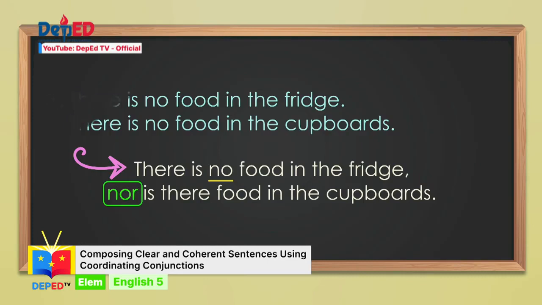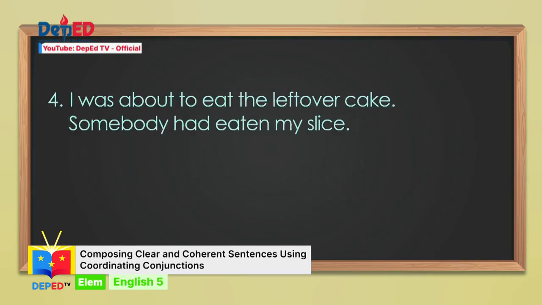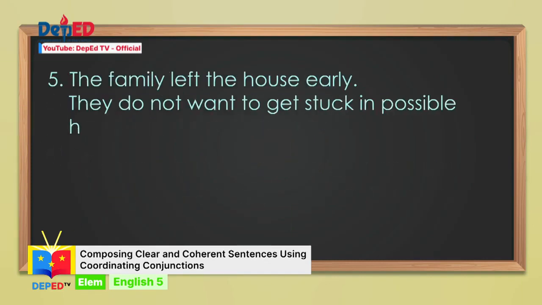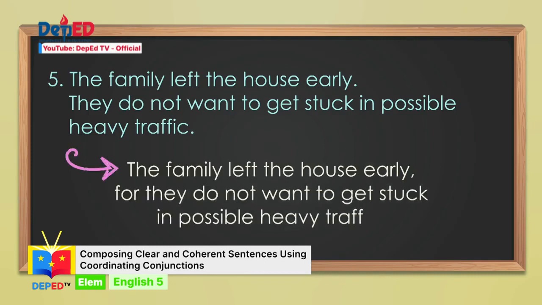in the cupboard. For number 4, we can feel the transition of two different emotions from being happy to being dismayed. To balance this contrast, but is the correct coordinating conjunction. Number 5. The family left the house early, for they do not want to get stuck in possible heavy traffic. The sentence in number 5 would make sense if the conjunction shows that the second sentence is explaining the reason for the first sentence. That is why for is the answer for this number.